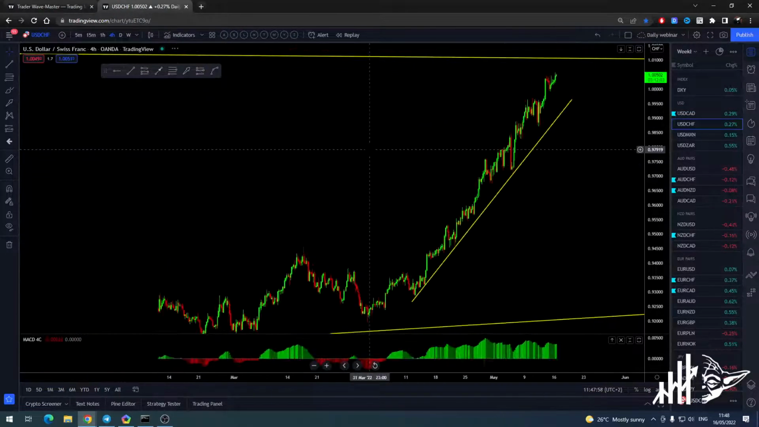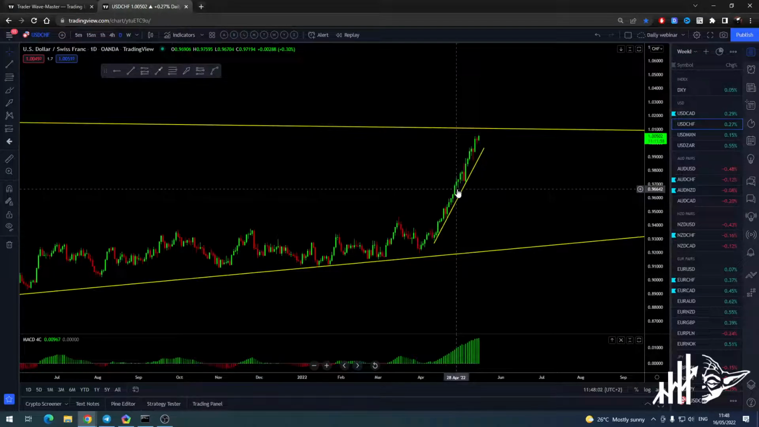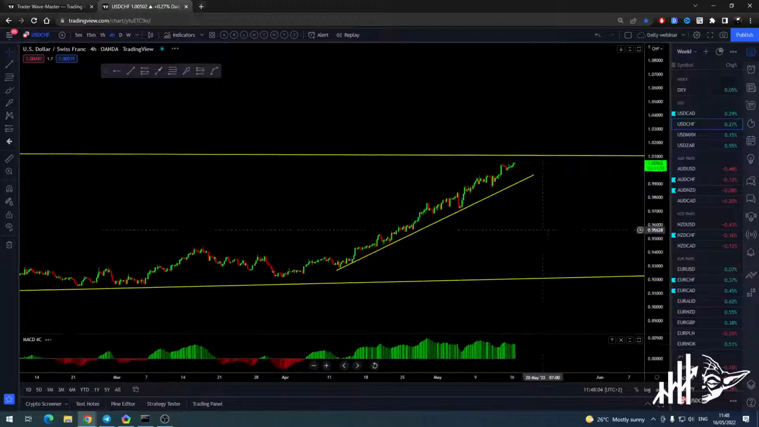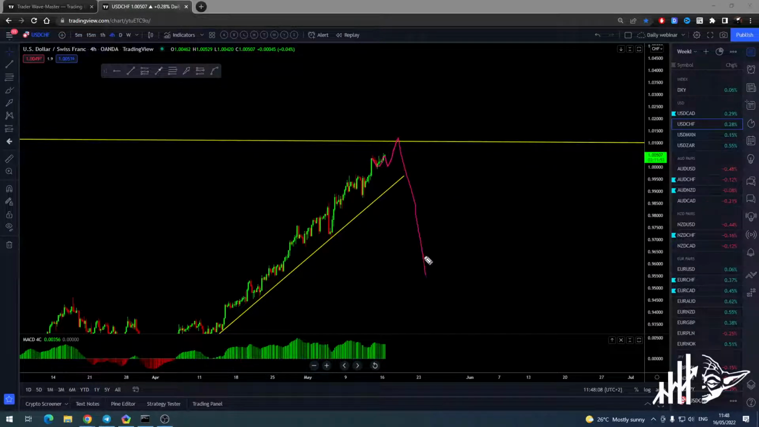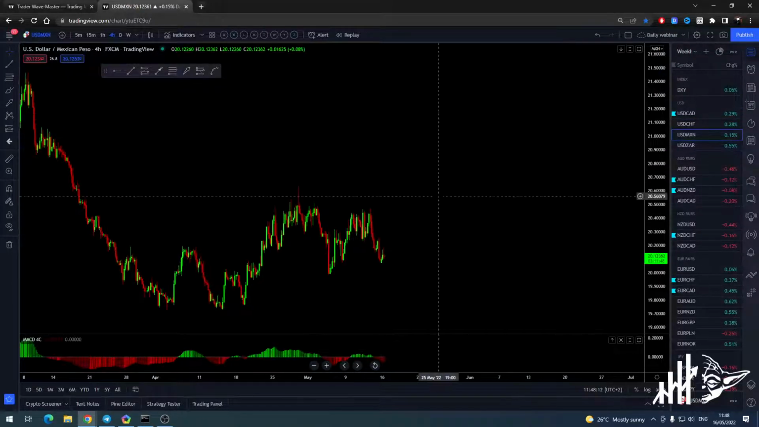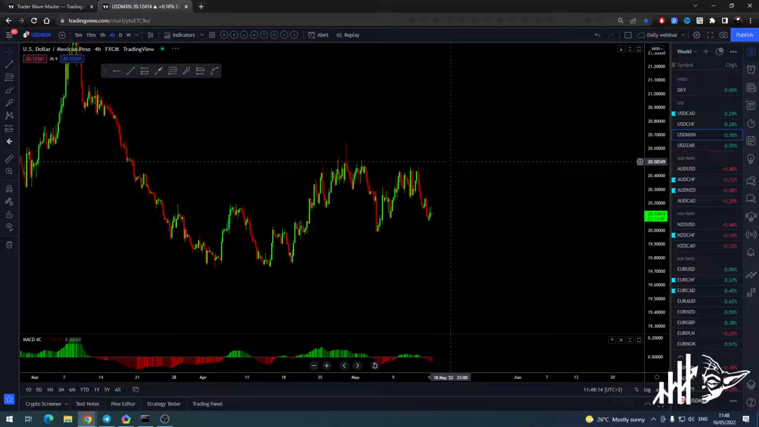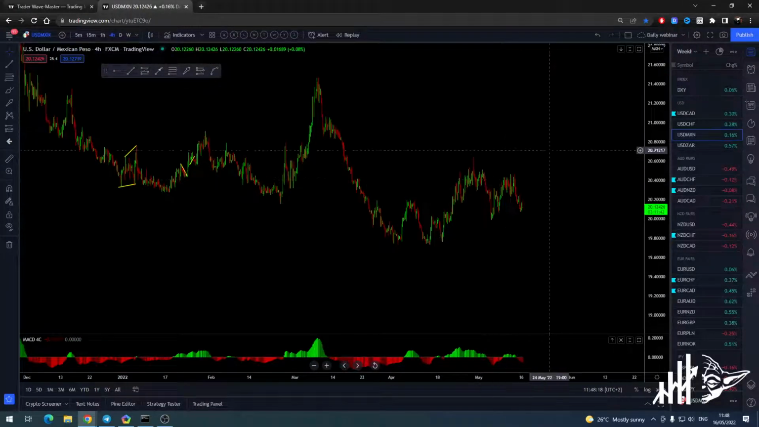USD CHF, nothing there. It's kind of pushing higher, really strong. Okay, so nothing much to do right there. It's probably gonna correct, make one more high, and then we'll go lower. Don't chase it. I don't like the USD CHF, so leave it. Let it do whatever it wants to do. USD Mexican peso. So what is it doing?